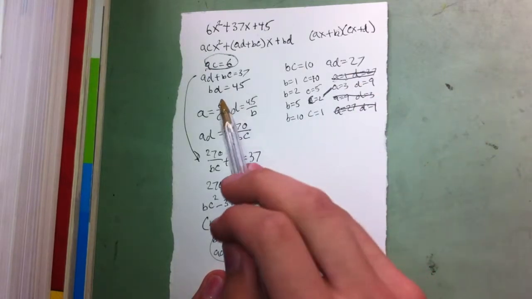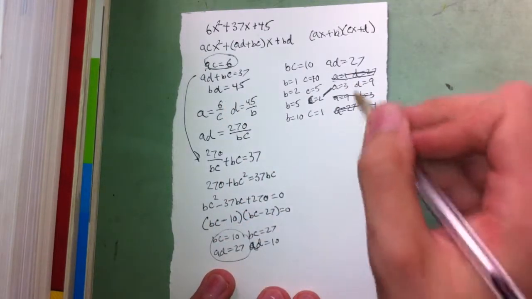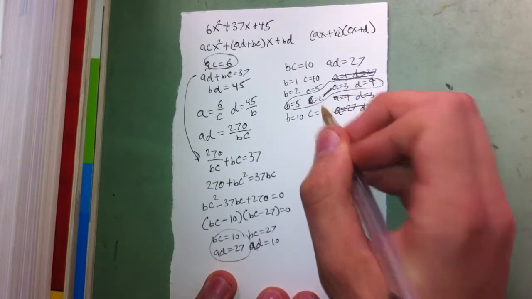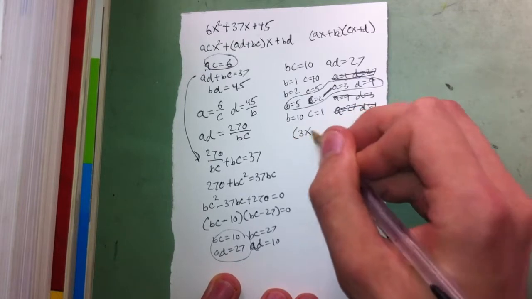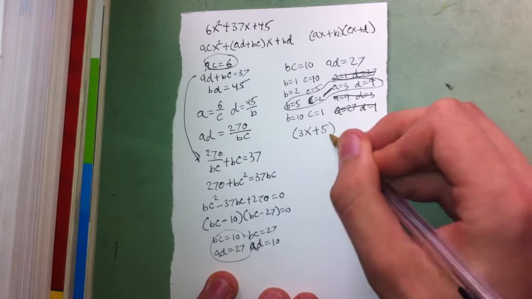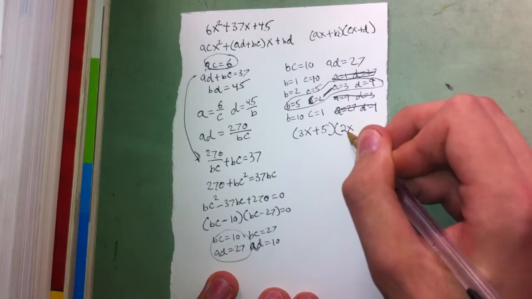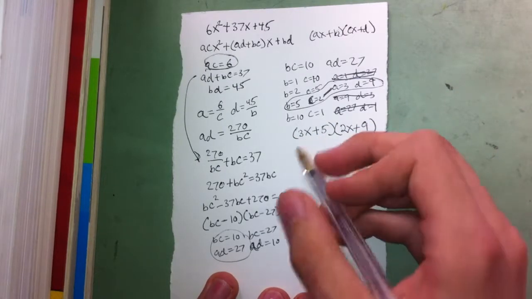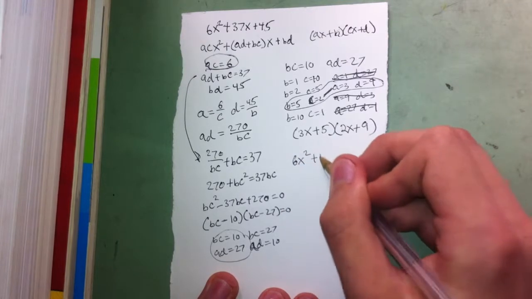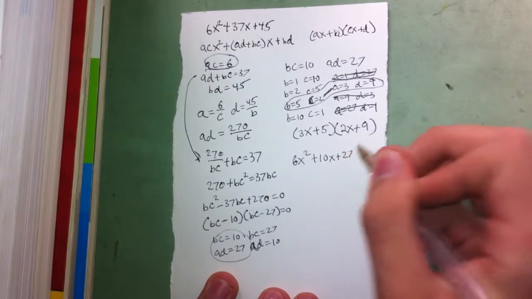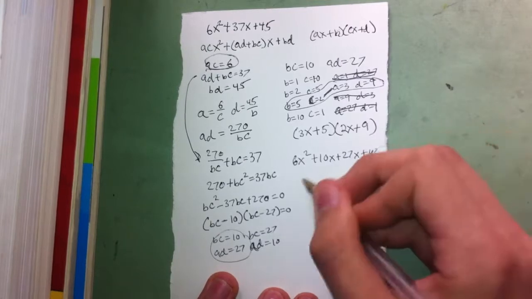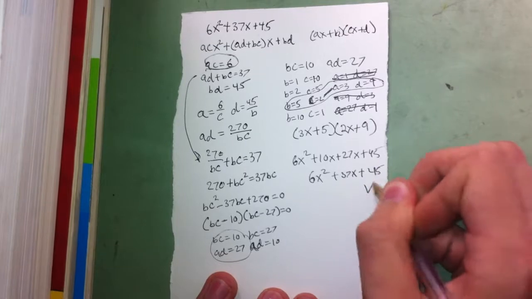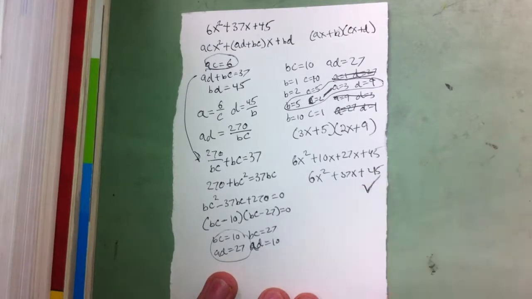So without having to consider B, D equals 45, we already know that A equals 3, D equals 9, B equals 5, and C equals 2. And so that gives us our solution of 3x plus 5 times 2x plus 9. And if we factor this out, just to double check, we get 6x squared plus 10x plus 27x plus 45, which is 6x squared plus 37x plus 45. So that is correct.